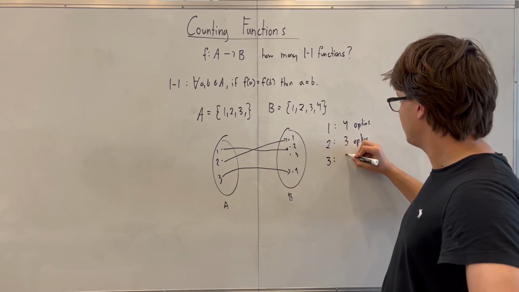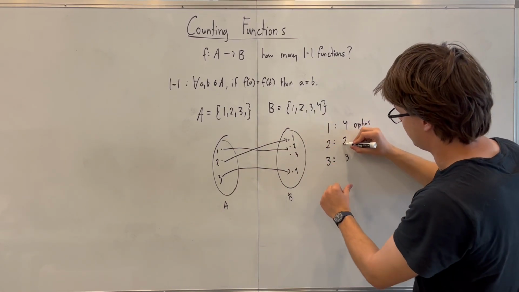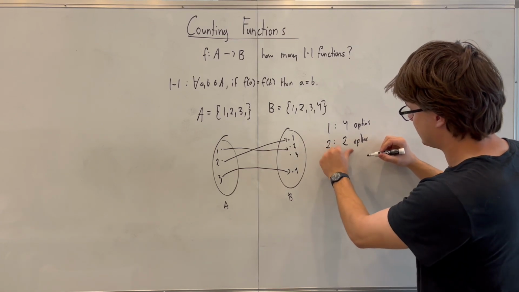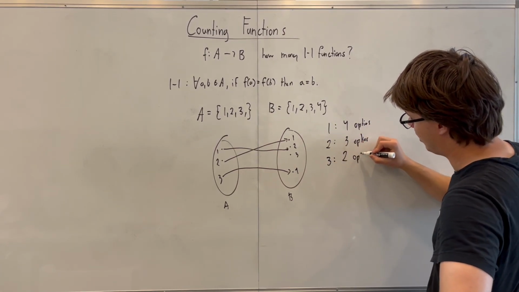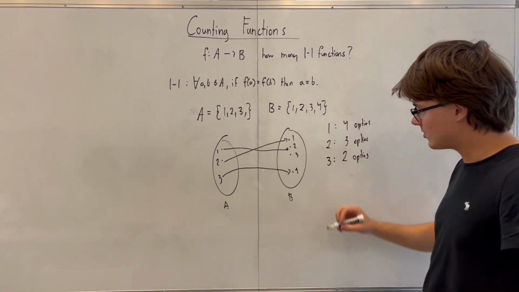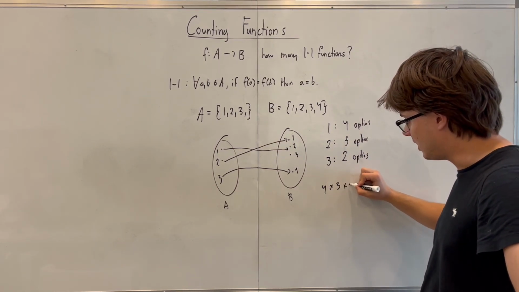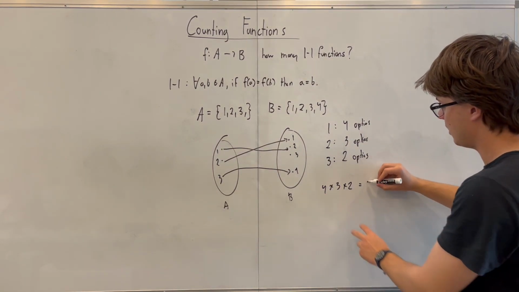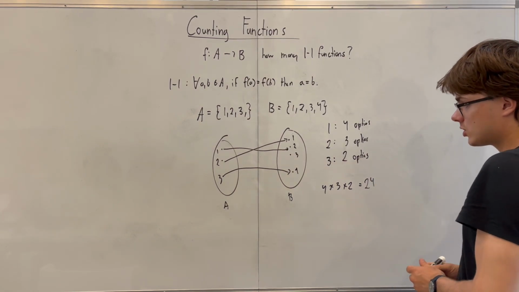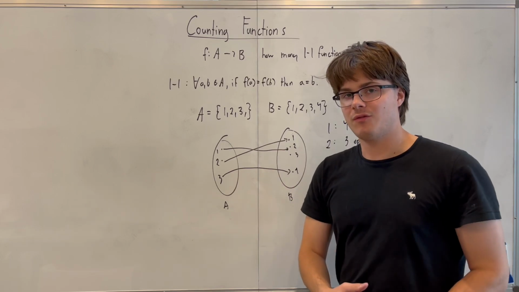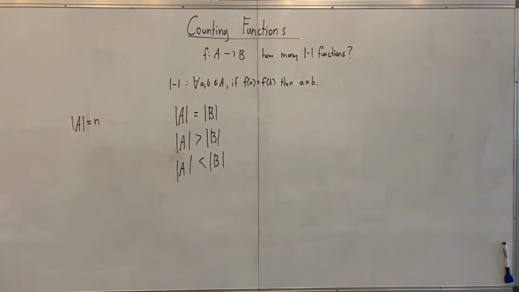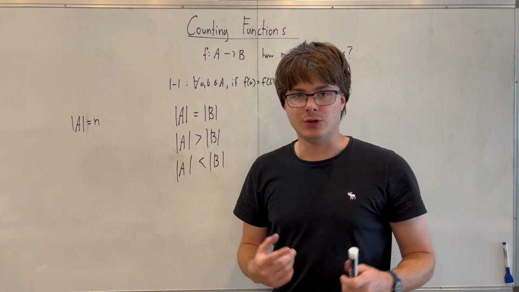Sorry, this is supposed to be a 2. Oh wait, no, this was correct. 2 has 3 options, 3 has 2 options. So our answer is going to be 4 times 3 times 2, which is going to be 24. So what did we find? Well, let's go ahead and write down everything we found so far. So we're going to say the size of A is going to equal n.